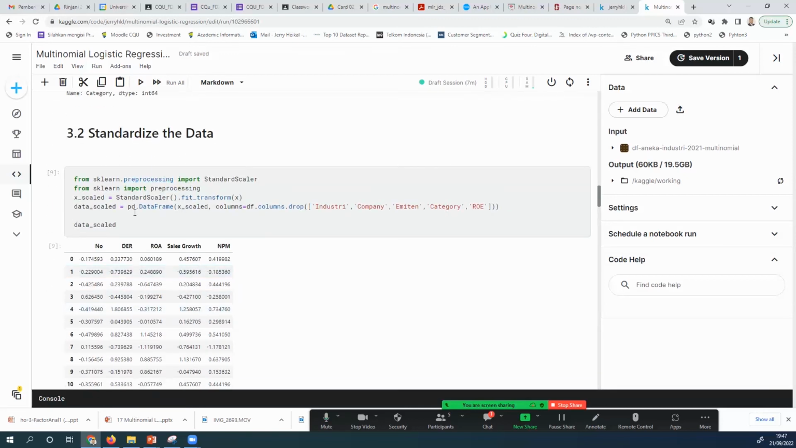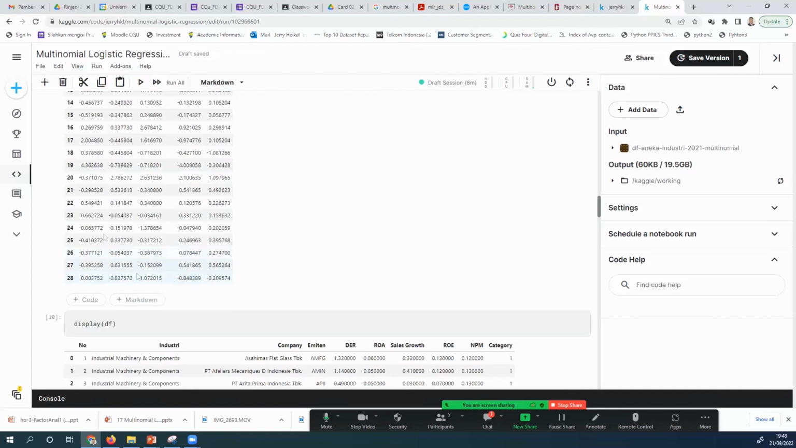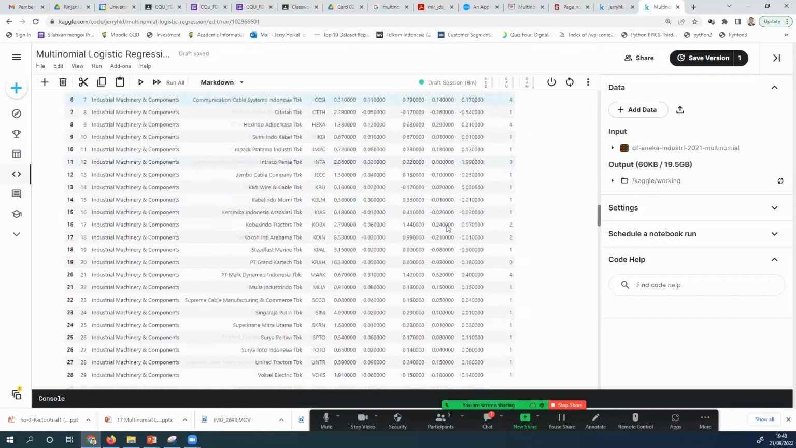Let's standardize the data. From scikit-learn, we import StandardScaler as usual. When the data has outliers, we can adjust by normalizing the data using StandardScaler. After we conduct StandardScaler, we have the data here. So this is already normalized. We display it again with the normalized data.